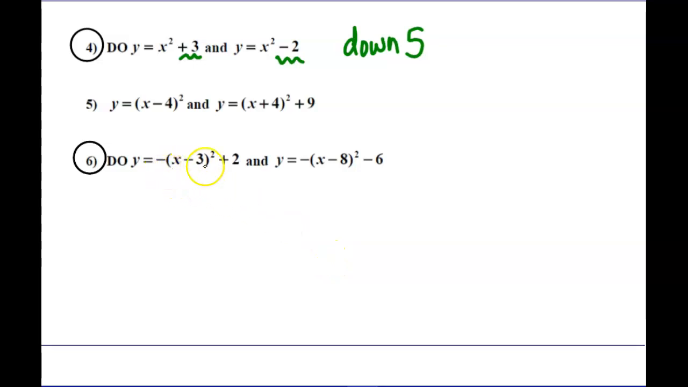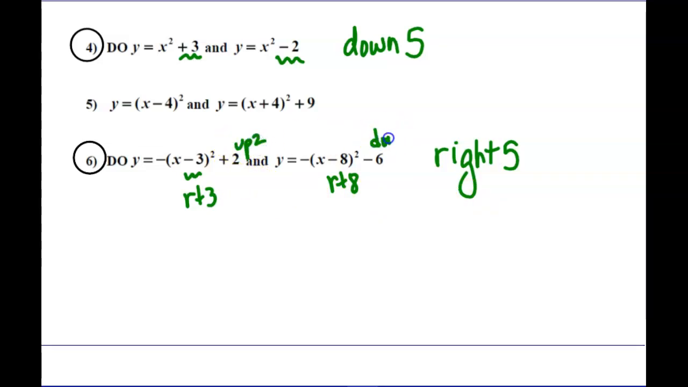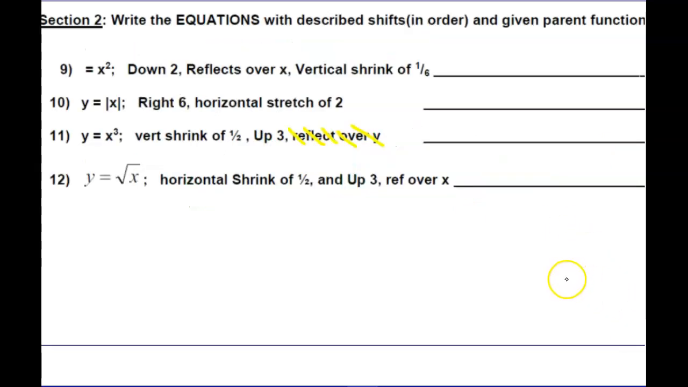Okay, and this one, the negative stayed. Thankfully, it didn't do anything with that. This meant it was at right 3, and now where is it? Right 8, so it went further to the right by 5. Okay, and back here, it was up at 2, and now it's down at negative 6. So it actually went a total down of 8. I don't know that I put that on a quiz, but it's good thinking stuff. All right, we're going to write some equations. This is on the quiz.